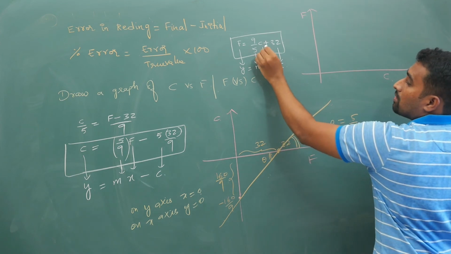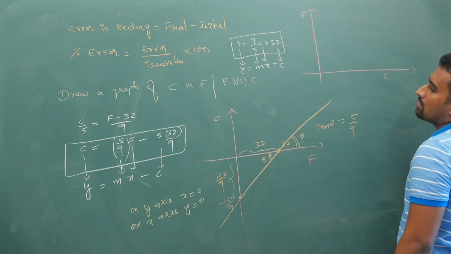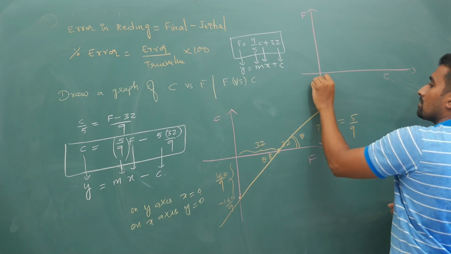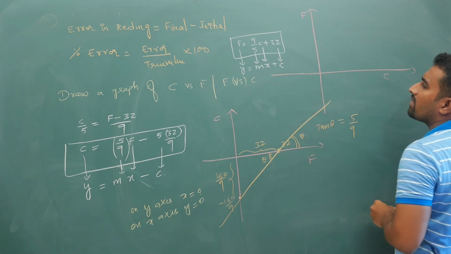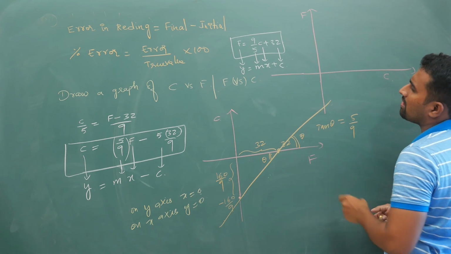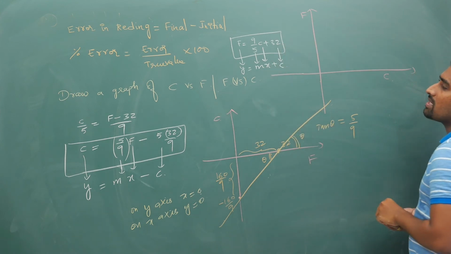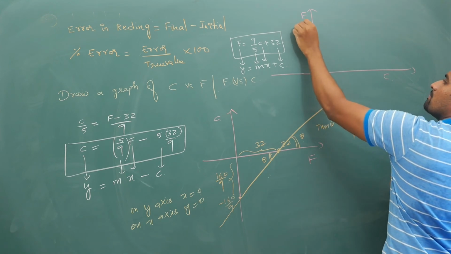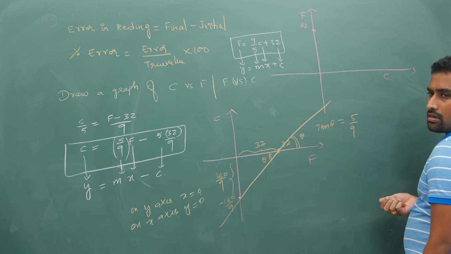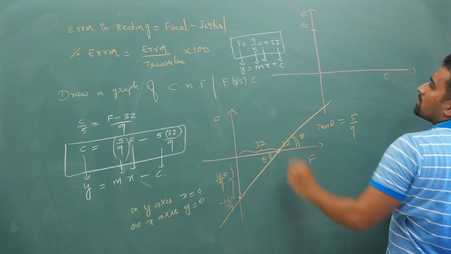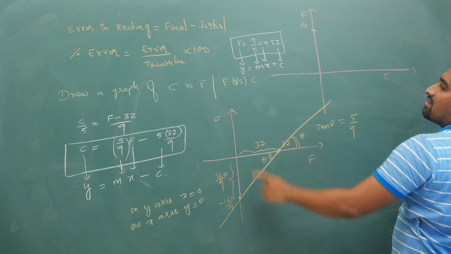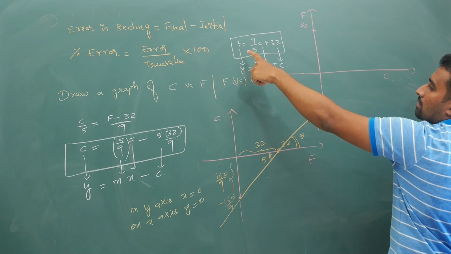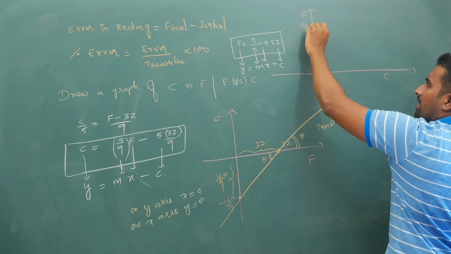Now when x is 0, how much is y? When x is 0, y is c plus 32. When c is 0, f is 32. So it will become 32, and your positive slope is there. And when f is 0, c is minus 160 by 9.